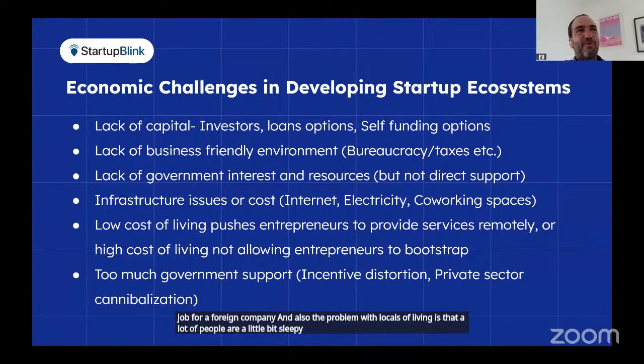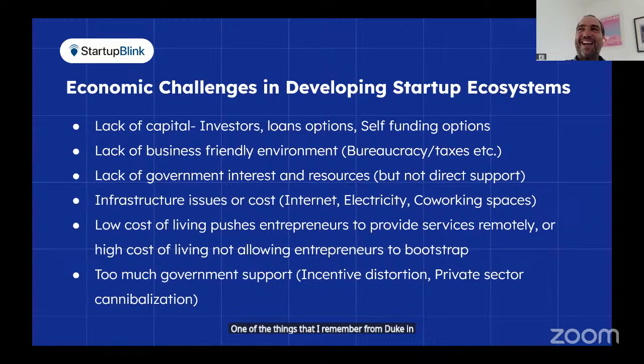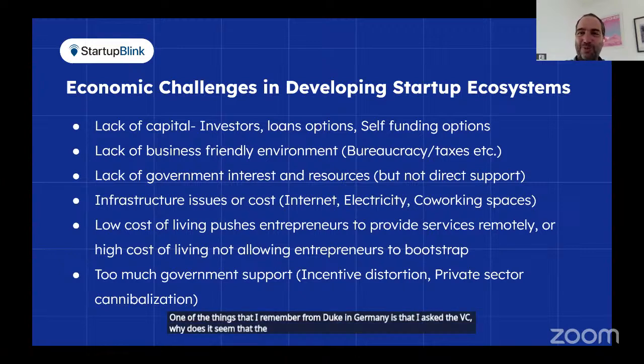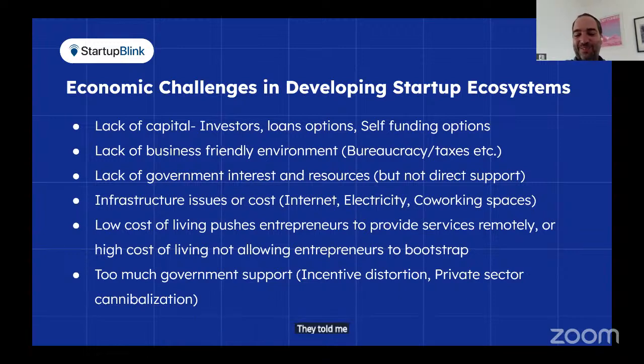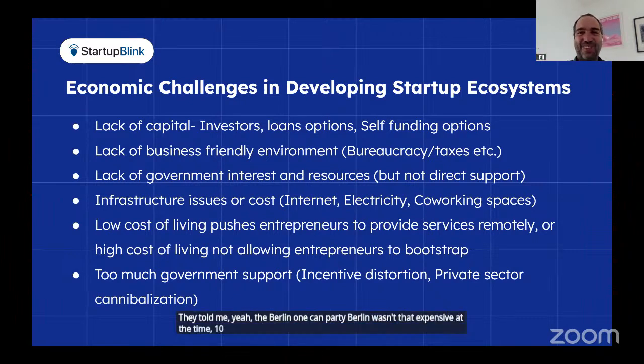One of the things I remember from a trip in Germany is that I asked the VC why does it seem that the entrepreneurs of Munich are more successful than the ones in Berlin? They told me, yeah, the Berlin ones can party because Berlin wasn't that expensive at the time, 10 years ago. Now it's much more expensive.